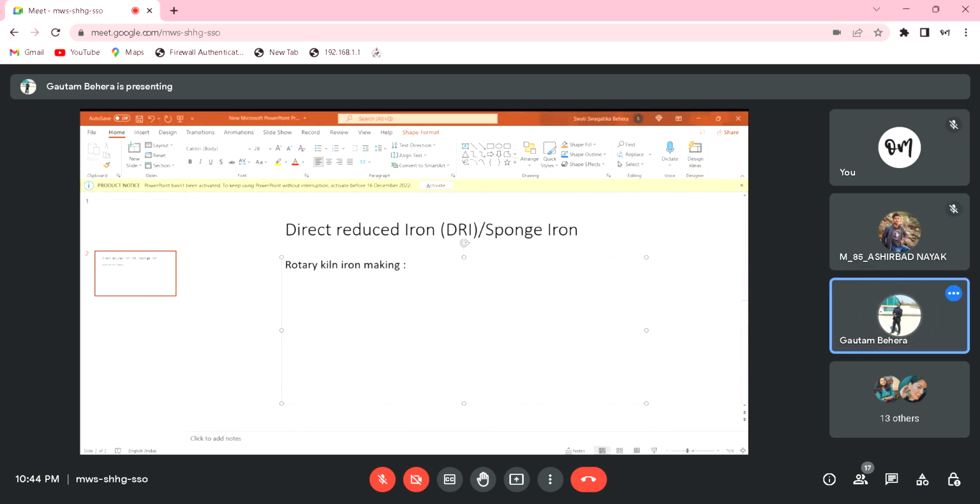Sulfur can be removed. Actually, sulfur removal depends upon the hearth temperature. What is the temperature of the hearth? How much temperature are you maintaining? If you are maintaining a higher temperature, then sulfur will be more in the slag phase than the metallic phase. But if you maintain a low temperature of the hearth, then sulfur will be higher in the metallic phase as compared to slag.